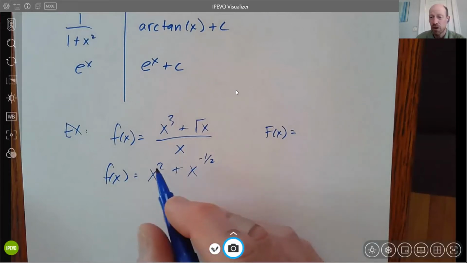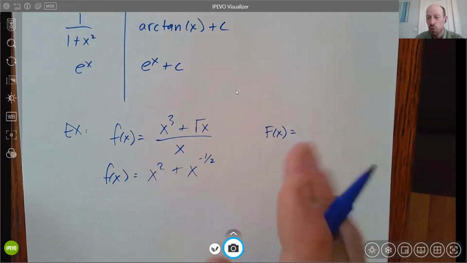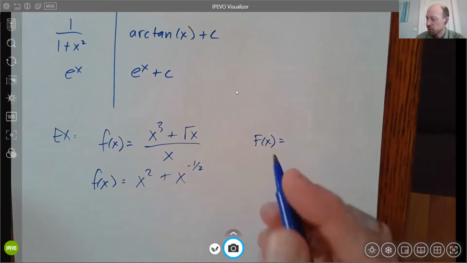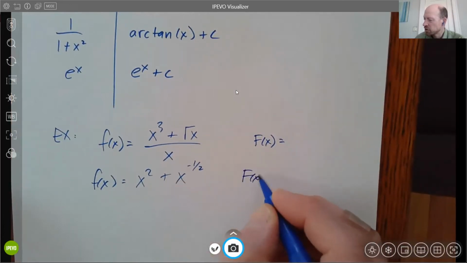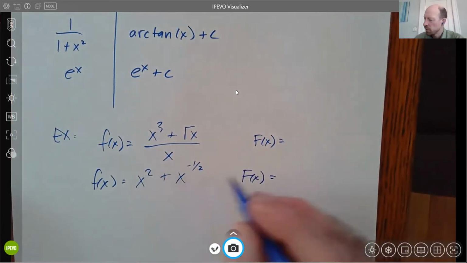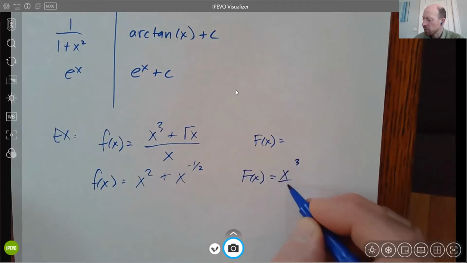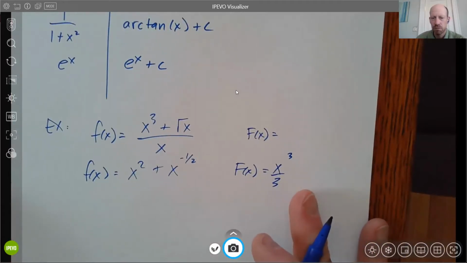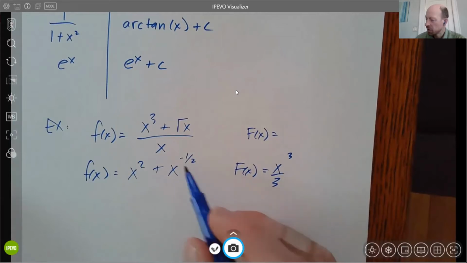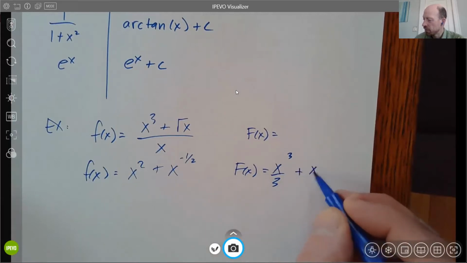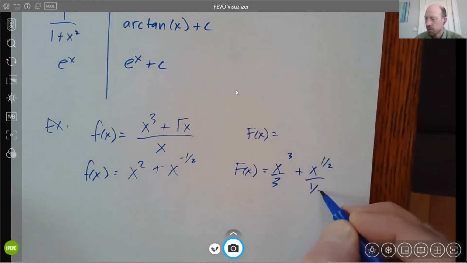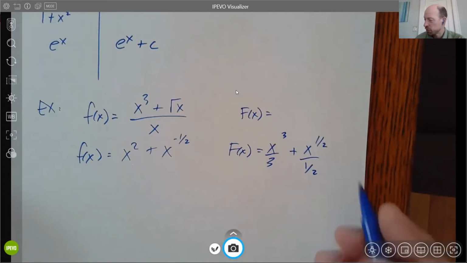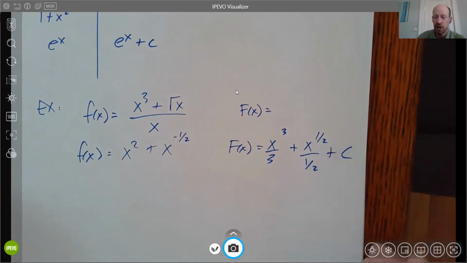And this is good because sums and differences we know work really nicely with derivatives, and so they work really nicely with antiderivatives too. And here I can just use the power rule. I add 1 to the exponent and divide by that new exponent. And same thing here, I add 1 to that exponent and divide by that exponent. And I always remember to include the c.